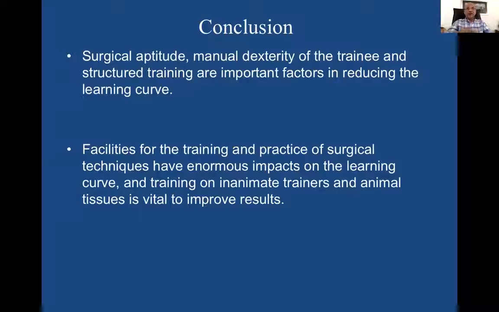Would they like to do this, or shall they continue with the better results they were having with open surgery? But it really is worth it, because the more MIS surgeries you do, the better you're going to become and the better results you're going to have. And we know that it's excellent for the patients themselves. So facilities for training and practical practice of surgical techniques have an enormous impact. And we understand that as part of many spinal societies, there are more workshops and forums out there.